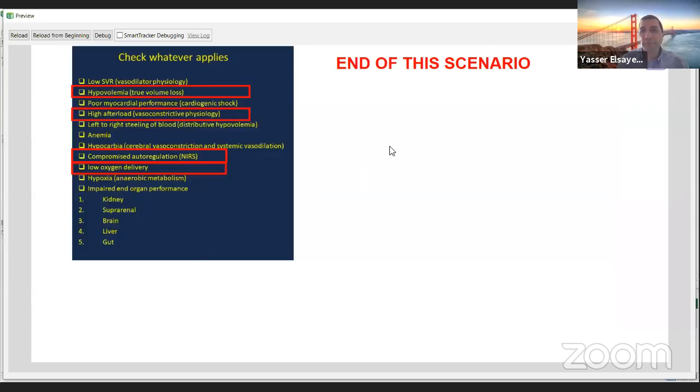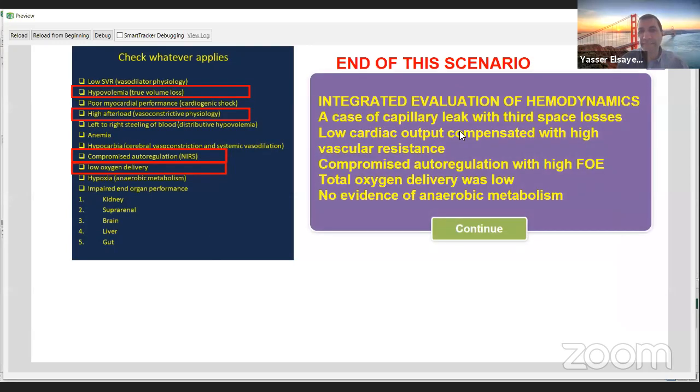And just to summarize the lessons from this case: after we apply the integrated evaluation of hemodynamics, this is a case of capillary leak syndrome with third space losses, and low cardiac output compensated with high vascular resistance. Again, the calculated vascular resistance was about 350, and there was compromised autoregulation with high fractional oxygen extraction.